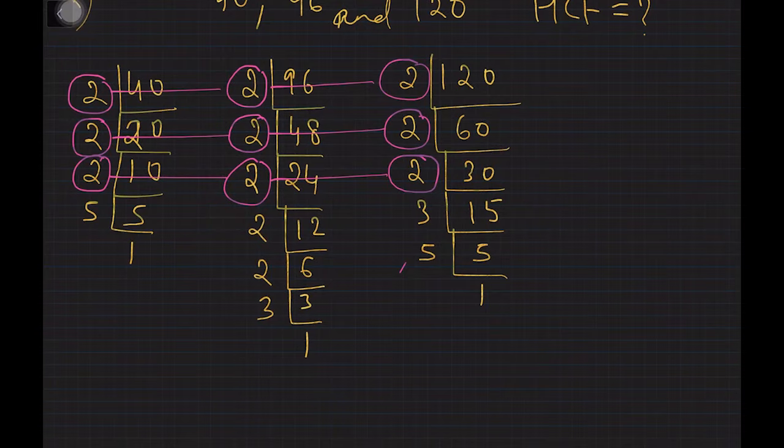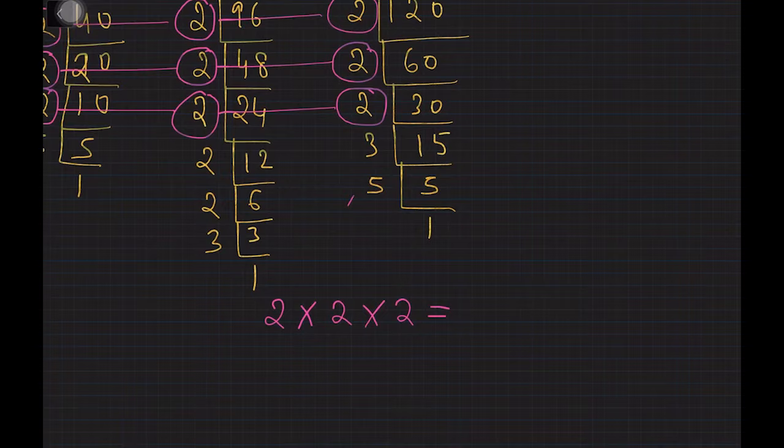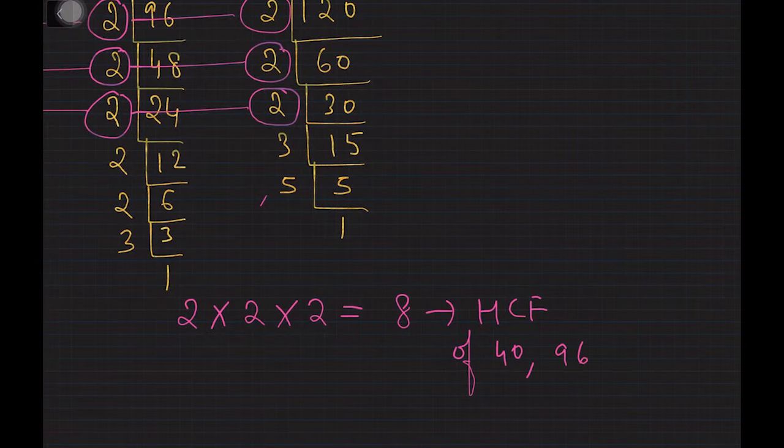Similarly here, we will be picking one number from each chain. So first chain, I'll pick only one number, that is 2, one number from the second chain, again 2, one number from the third chain, again 2. So when we multiply these three 2's, we get 8 as the number, and that is our HCF. So HCF of 40, 96 and 120.